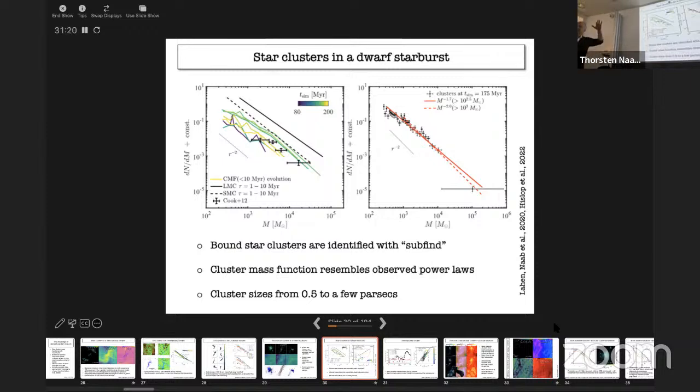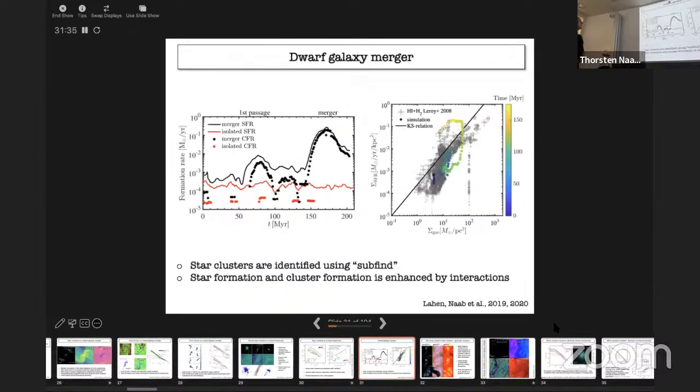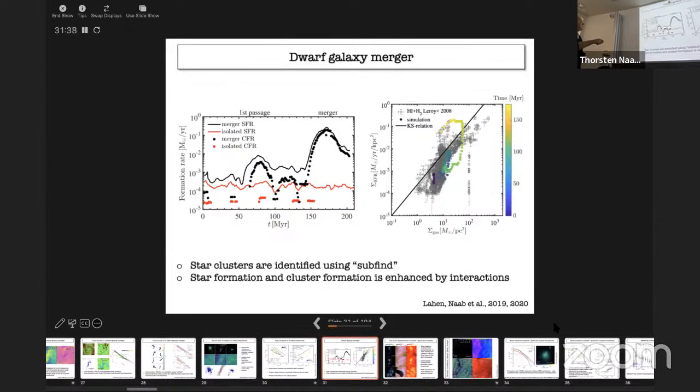Whether we have the normalization right is another question, because this is the question of how many stars you form in clusters versus field. This can vary. Here's the star formation rate of the first encounter and second encounter, and this is the cluster formation rate. With higher star formation rate, we form more stars in clusters. It's probably observed, but there's a lot of discussion in the observational cluster formation community.